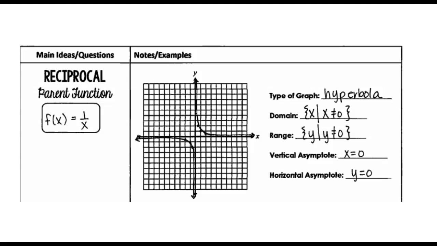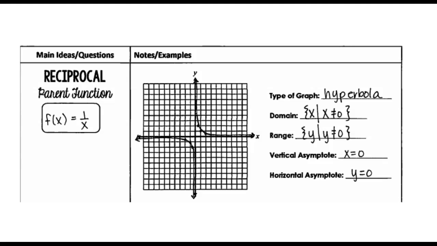Hey guys, we are moving forward where we're going to talk about graphing rational functions. In order to know about graphing rational functions, we are going to look at the parent graph of a rational function, which is f of x equals 1 over x. And this is called our reciprocal function.